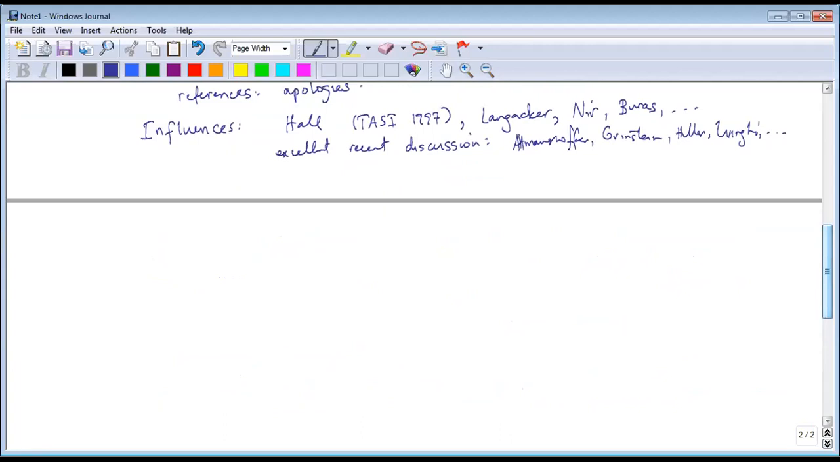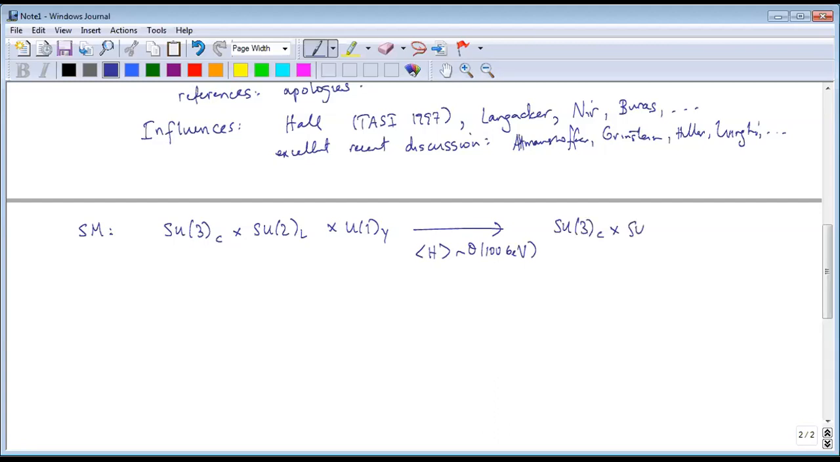Let's start, as I said at the beginning, with the standard model. As we know, we have the gauge symmetry SU(3) color, SU(2) left, U(1) hypercharge, which is broken by the Higgs at order 100 GeV down to U(1) electromagnetism.